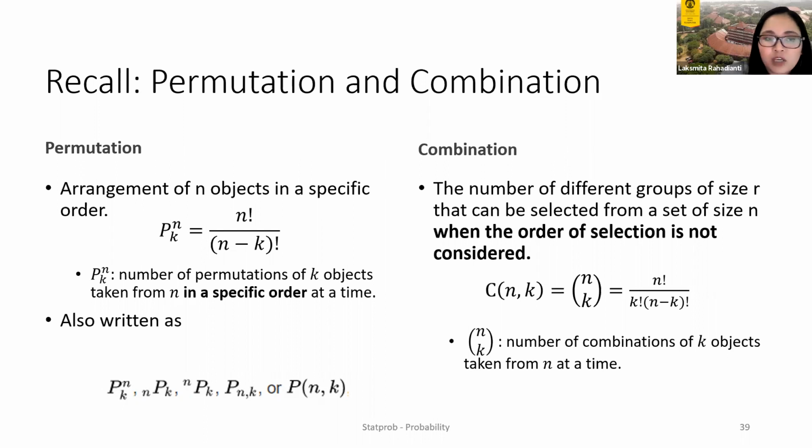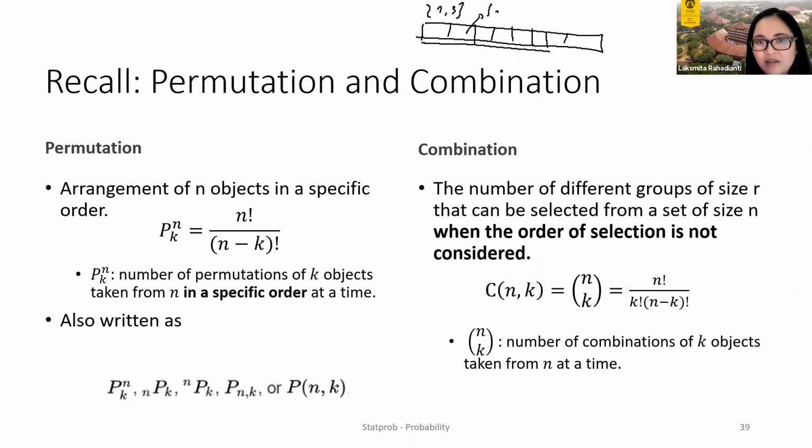Here, when I'm talking about permutation and combination, I'm assuming a linear arrangement. So if I'm talking about a PIN number, then this could be any number between 1 and 9. This can also be another number between 1 and 9. And it is a line. So I have 6 digits and that's it.